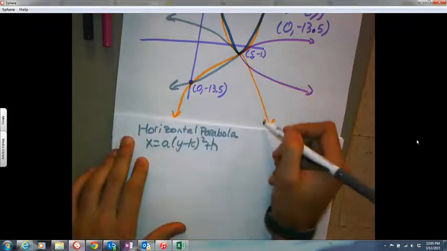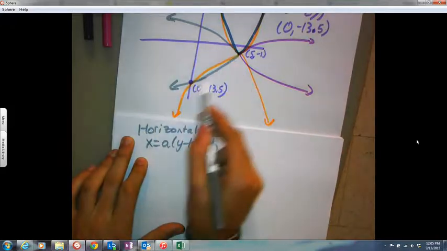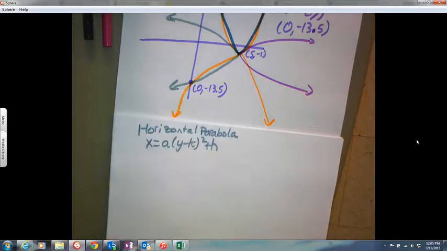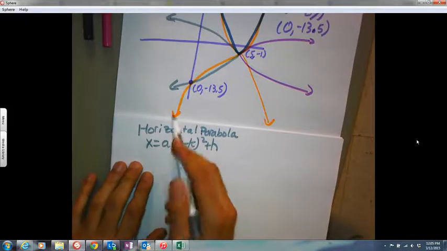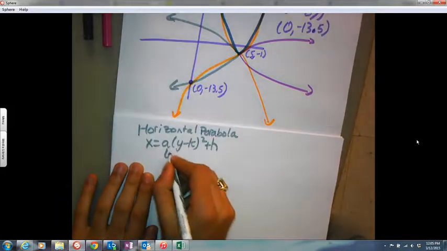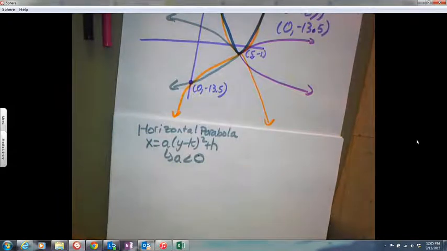No, I said orange or gray are possibilities. Black and pink don't work. Alright, so this is one possibility, and we know for the horizontal parabola, a is less than 0. We're opening left.